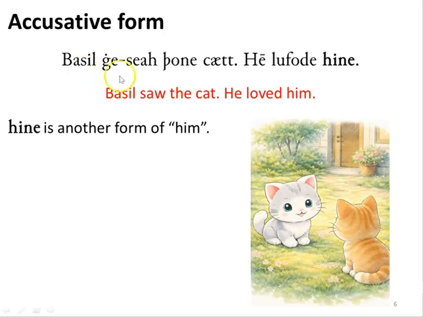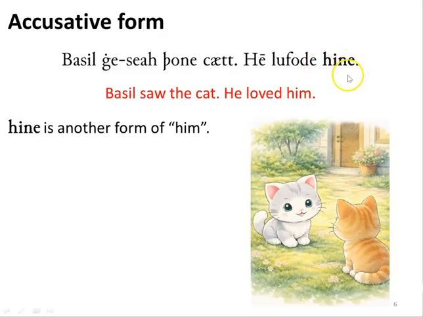All right, the accusative form. Basil sǣh þā catte. Hē lufode hine. Basil saw the cat. He loved him. Now he is referring to Basil. Hine is now in the accusative and it's referring to the other. So he is nominative, the subject, which is Basil. So he being in the nominative tells you it is talking about the subject of the two sentences, which is Basil.